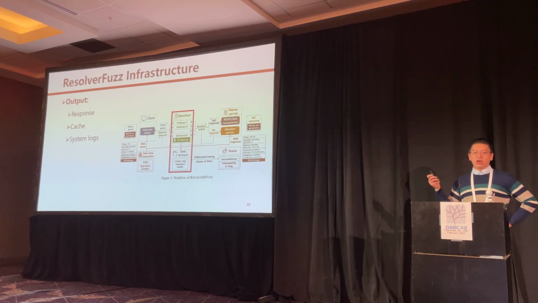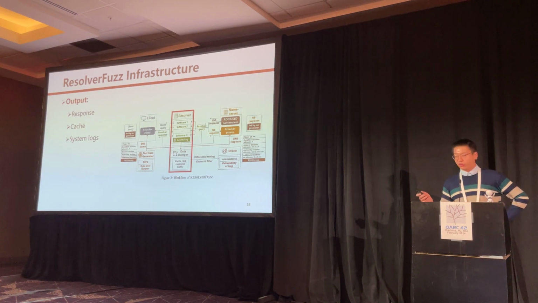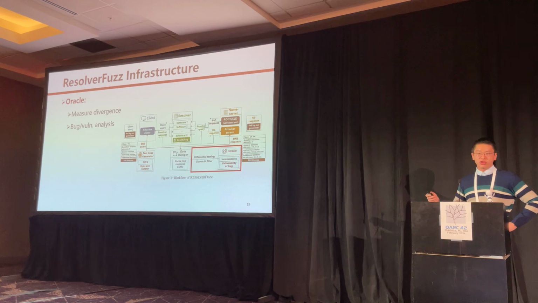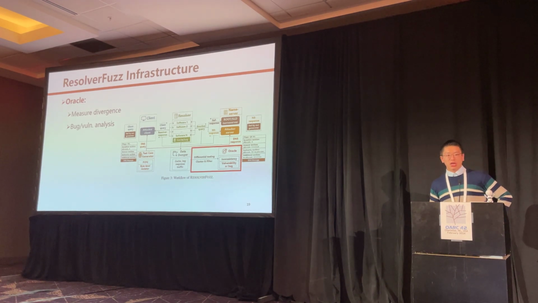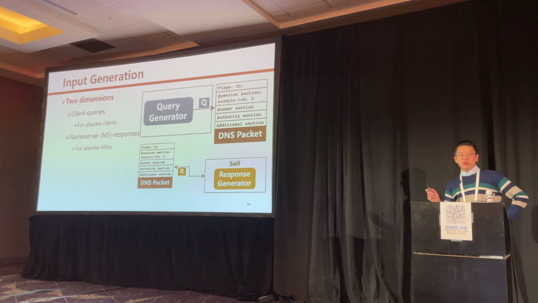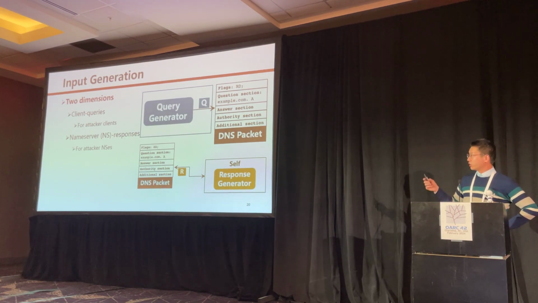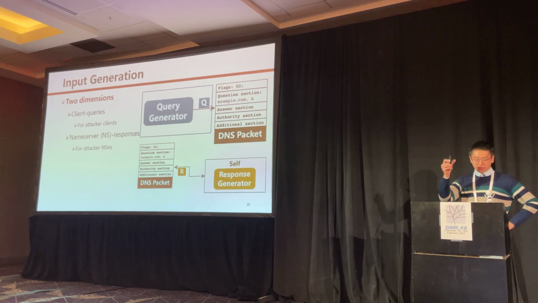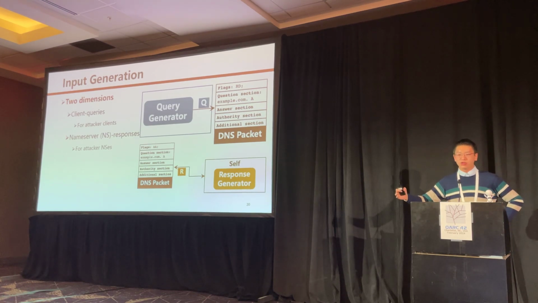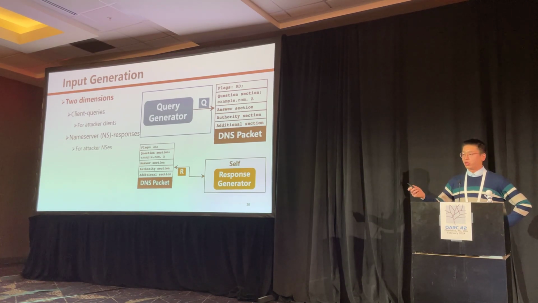We have the response cache and system logs, and we also capture the traffic logs via TCP logs. And for the oracle, we measure the divergence, the discrepancies among those outputs, and we do the vulnerability analysis based on those discrepancies. For the input generation, we have 2 dimensions. One is client queries, which are sent to the attack clients, and we also have name server responses, which are put on name servers, so that once a query is triggered, they can send back the responses we want them to send.